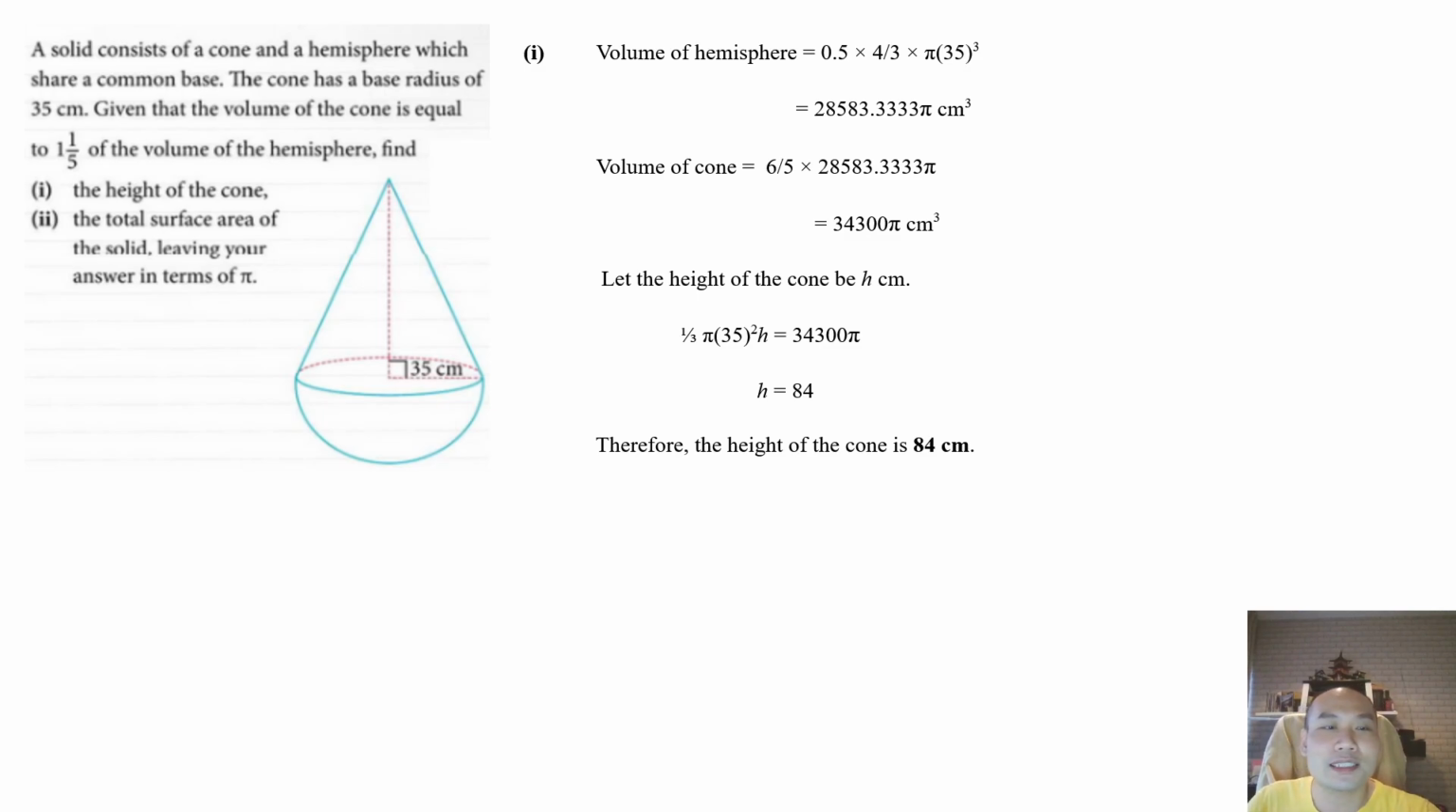Part two. This time around, they want us to find the total surface area of the solid, right? So total surface area of the solid, a few things need to happen. The surface area for the hemisphere is just half of that of a sphere, so that one is easy. Now, in order to find the surface area of this curved part of the cone, we need to know the slanted height, which is this length over here. You can see my cursor.